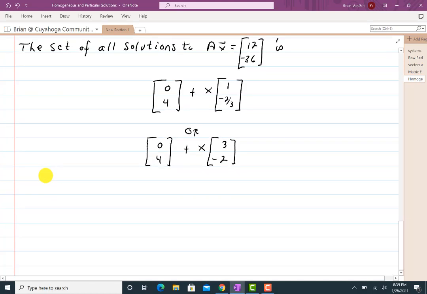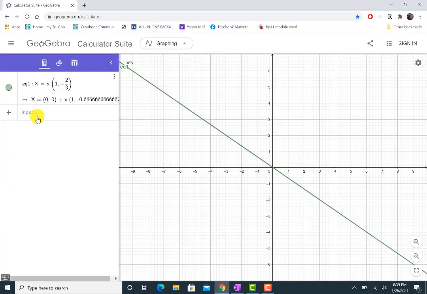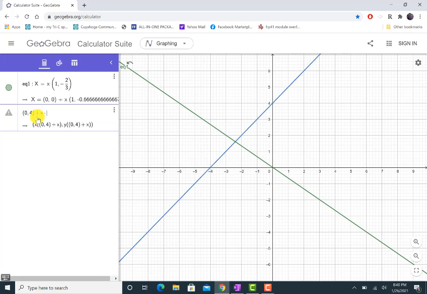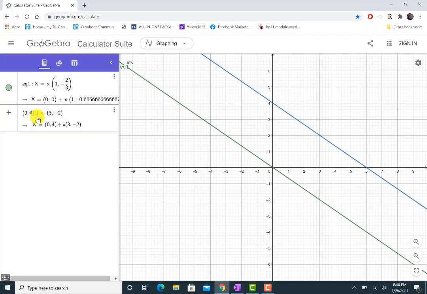Now take a look at this. Let me go back to my GeoGebra, and it will actually let me put that in. So I'll start with the 0, 4, and then I'll do plus x times the same thing I had before. I'm going to do 3, negative 2 instead of 1, negative 2/3. It'll amount to the same thing. And let me hit enter. And there is the line that is generated by that. That means as x travels from negative infinity to infinity, we get this line. Notice that it's parallel to the homogeneous solutions. So the particular solutions are parallel to the homogeneous solutions.